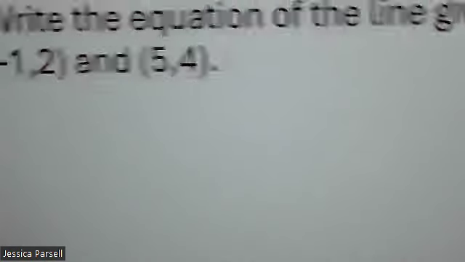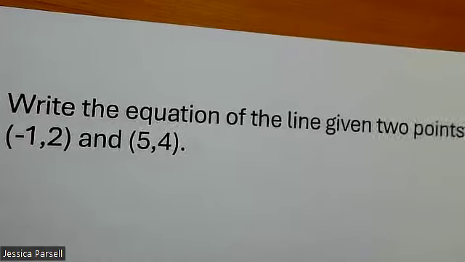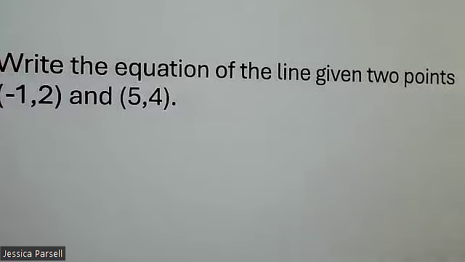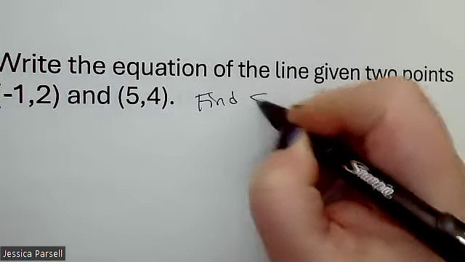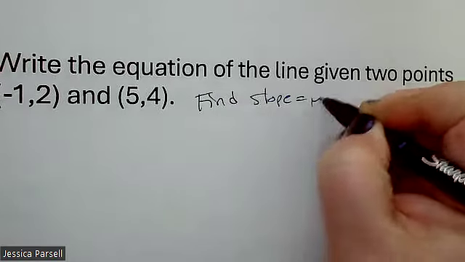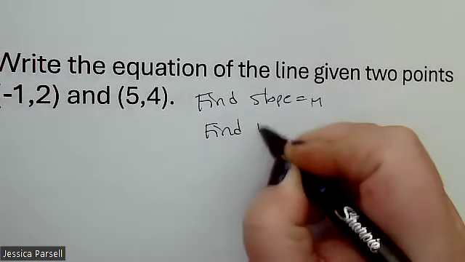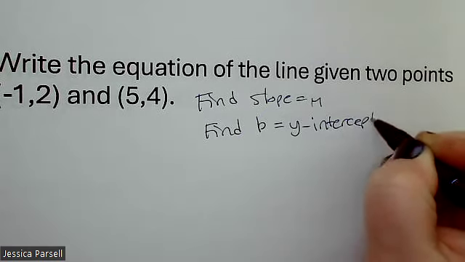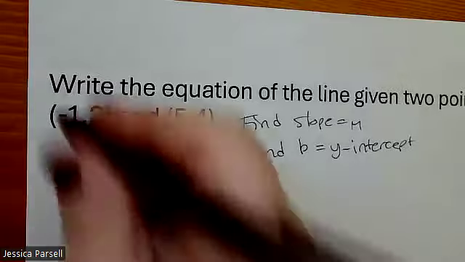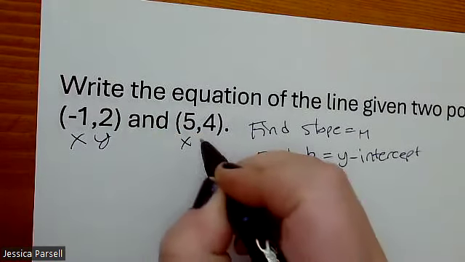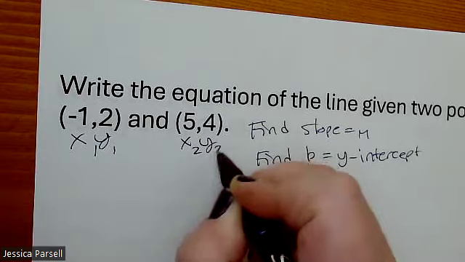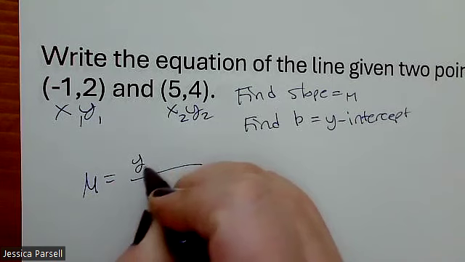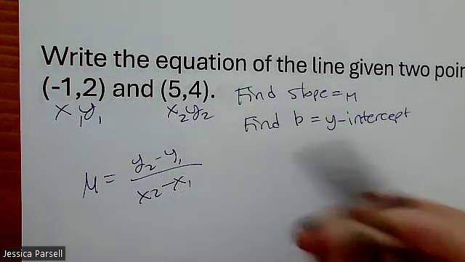Okay, the next level. Write the equation of the line when they just give you 2 points. Okay. Well, in this case, we need to find our slope, which is m, and we need to find b, which is our y-intercept. Okay, let's label these coordinates because this is all we got to work with. x, y, first, second. Let's use that slope formula to find our slope. Remember y2 minus y1 over x2 minus x1?